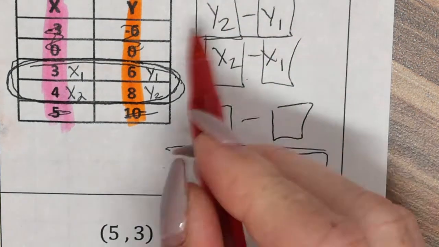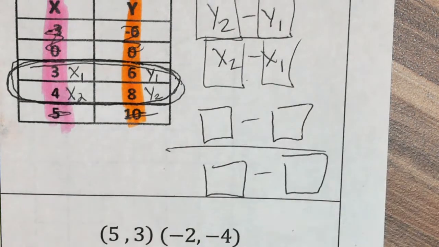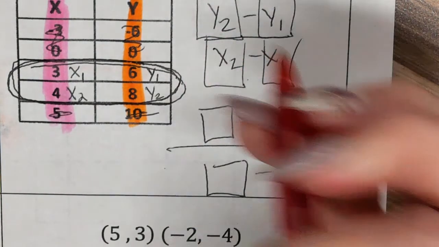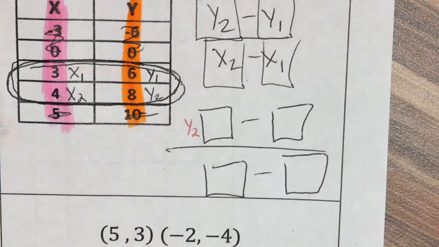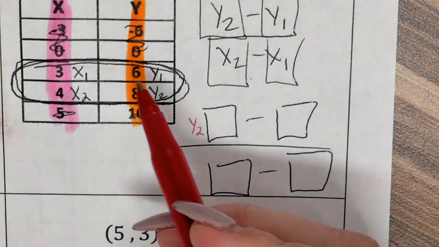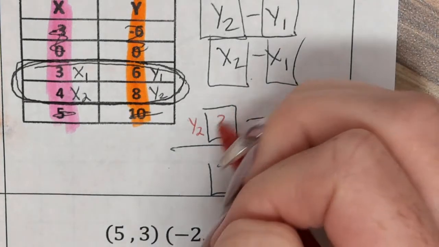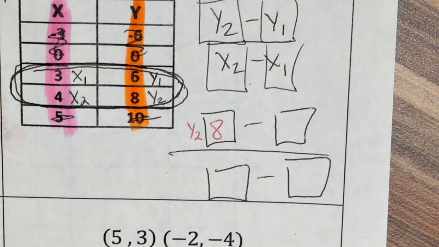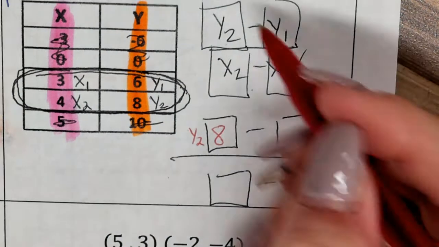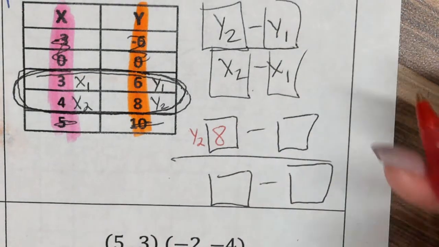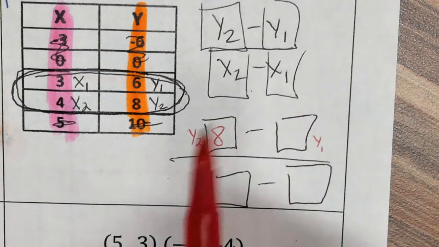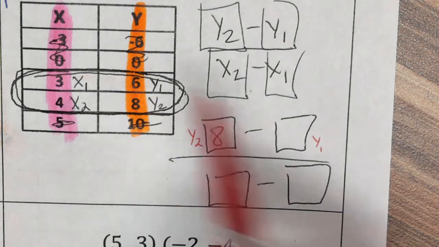What in the formula? No, I don't want a number. What in the formula? Y2 is going to go in this box. And we labeled Y2. What number did we label? 8. The formula says that Y1 goes in the top right. So what did we label Y1? 6.